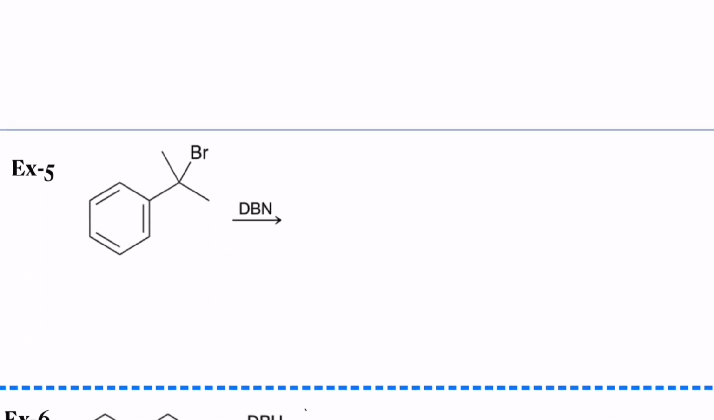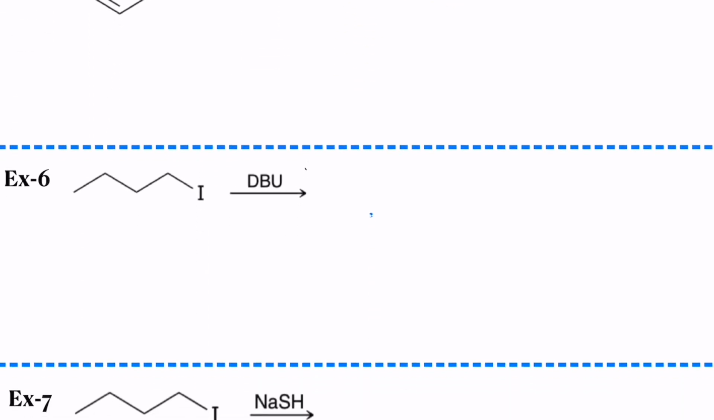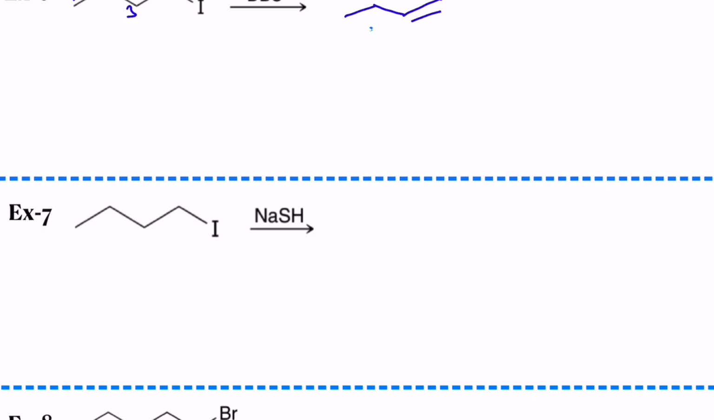Again a tertiary alkyl halide, DBU, DBN, they are only bases. Therefore elimination will take place. The product will be the Hofmann elimination product. Primary alkyl halide, I gave the hint, DBU, DBN, they are only bases. Therefore, elimination product; 1, 2, 3, 4 carbon atoms are present, so this is butene. NaSH, SH minus acts as only a nucleophile. The major product is nucleophilic substitution.